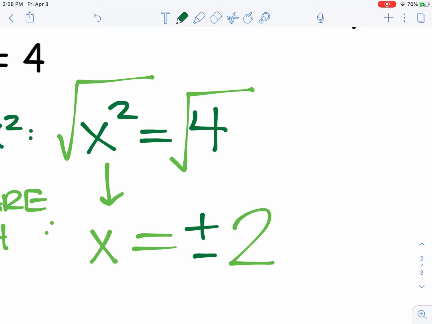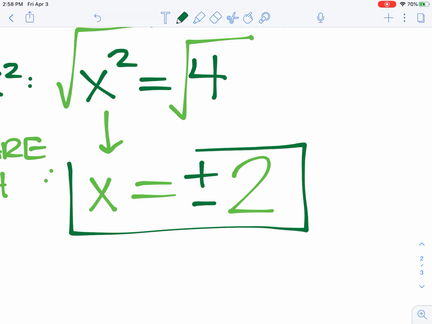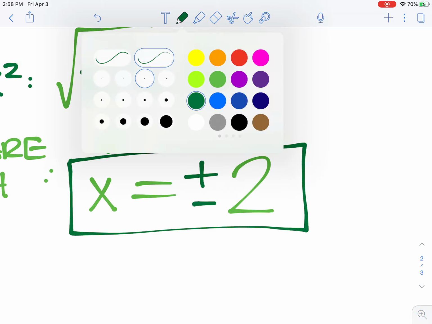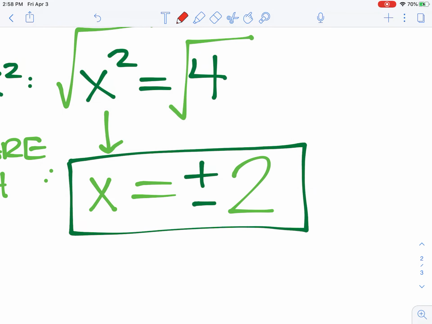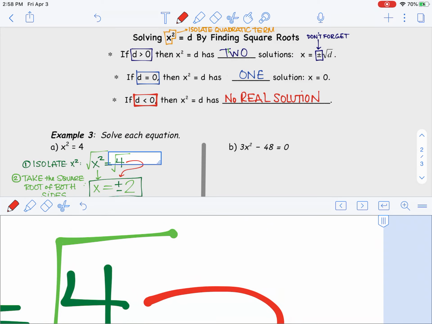However, assuming you enter it in your calculator correctly, a negative 2 squared, or negative 2 times negative 2, also gives us 4. So when we solve by square roots, whenever this value right here is positive, we have to remember to apply our plus or minus. So when that number is positive, actually let me go ahead and write the word positive in.